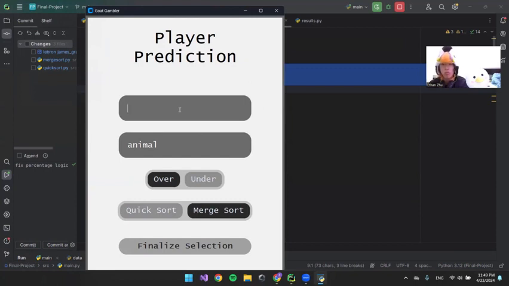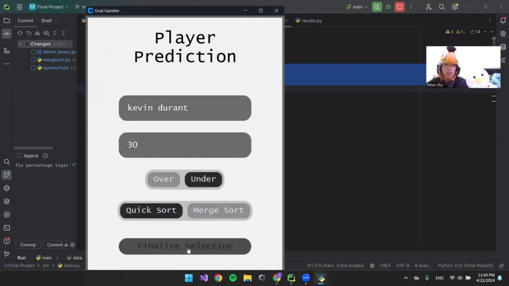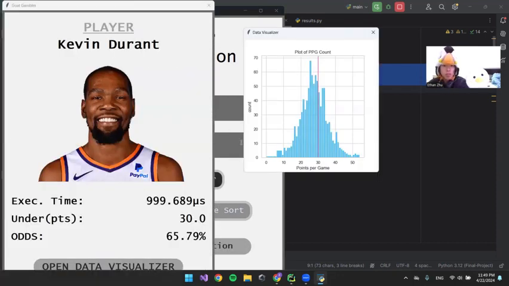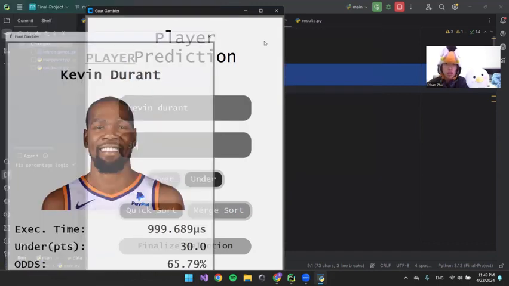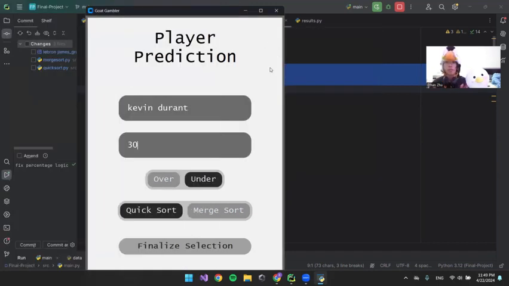Anyways, I digress. Here we are. I'm gonna run through one last example. Let's say Kevin Durant and the chance that he goes 30. And we'll say the chance he goes under, and we use quick sort here because we tried merge sort twice already. So data comes up. Here's the execution time. The chance he goes under 30, 65% chance, because 30 is a pretty high point percentage. And from this data visualizer, you can tell that most of his games do lie under 30 and not over 30. Anyways, that being said, this is just a very quick overview of our player prediction model and our GUI.